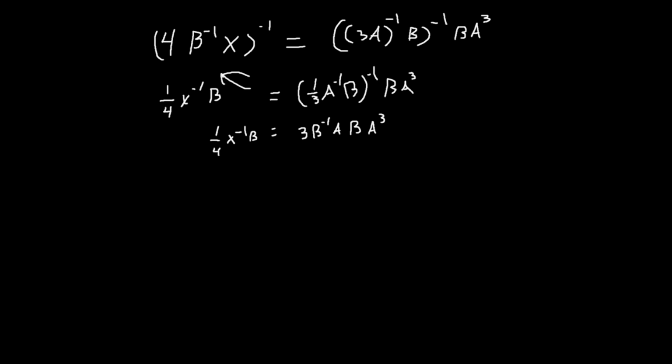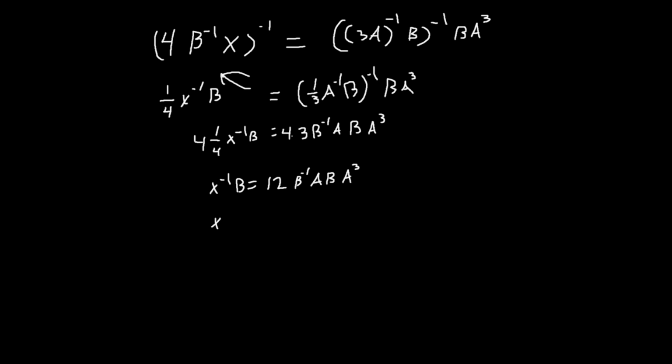Now we can get rid of the scalar here. We can multiply both sides by 4, so we get 4 times 3, and here we have 4. These 4s cancel out. So now our new equation is x to the minus 1, b equals 12, b inverse a, b, a cubed. How do we get rid of this b here? Well, we right multiply, so we multiply both sides by the inverse of b, and then that would cancel out.